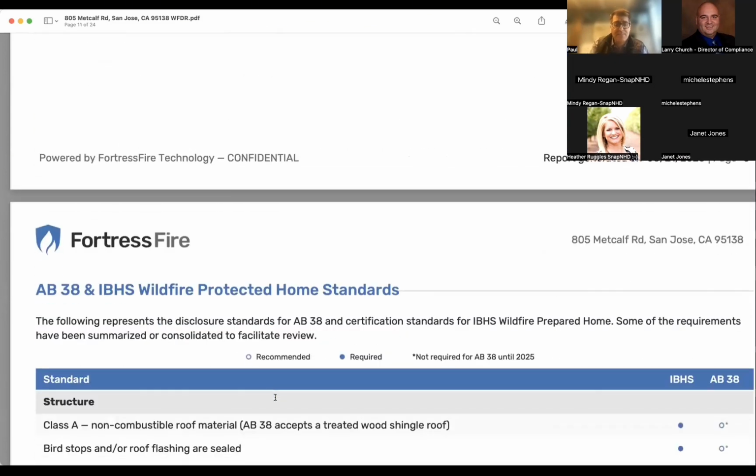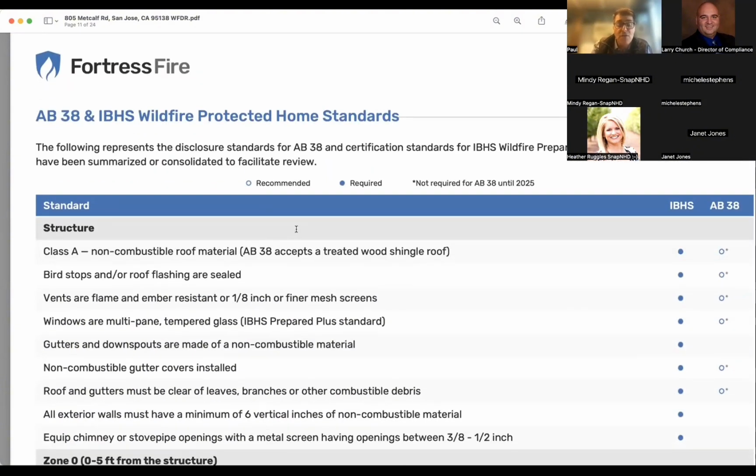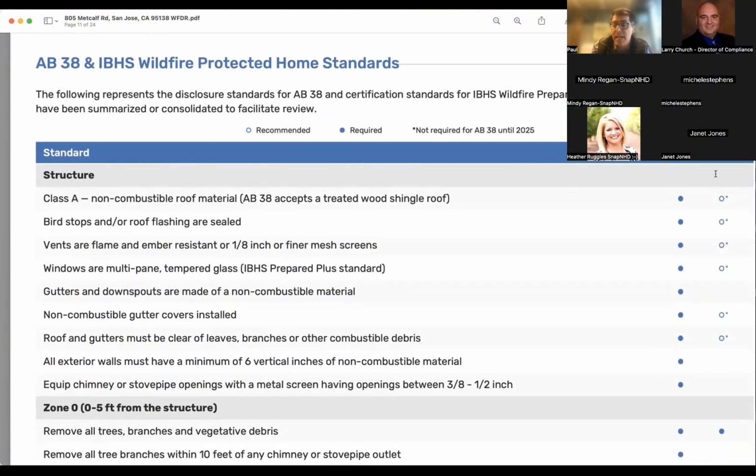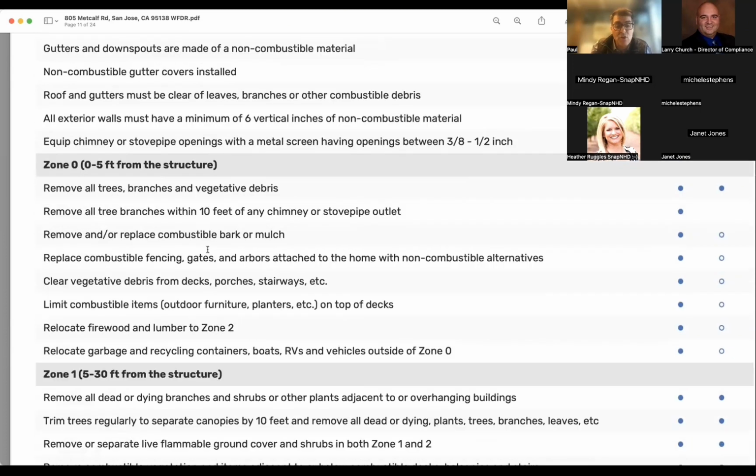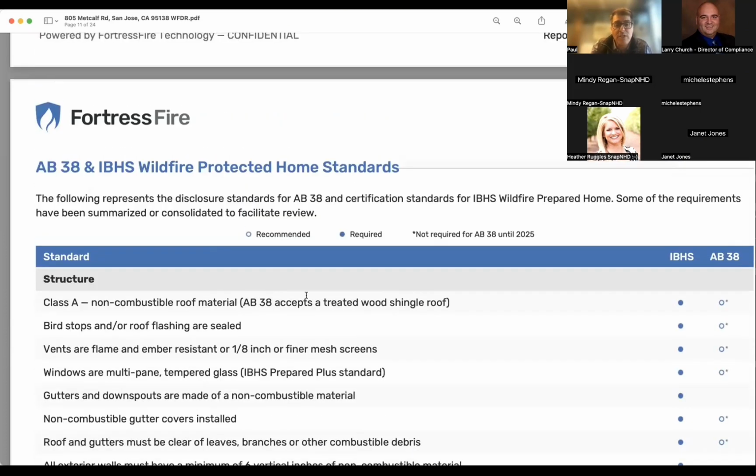So that's AB 38. We do provide the full context of all of the AB 38 requirements here, going from the structure itself and then zone by zone. We do that, and we do it in terms of IBHS. So this is the beginning of the transition from AB 38 and compliance into insurance. IBHS stands for the Insurance Institute for Business and Home Safety. These are the methodologies that the insurance industry is adopting.